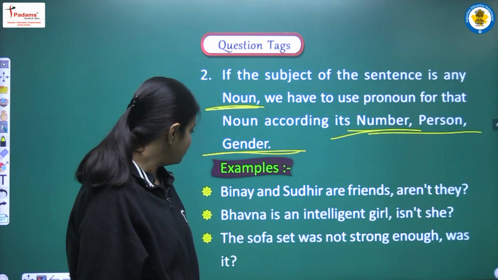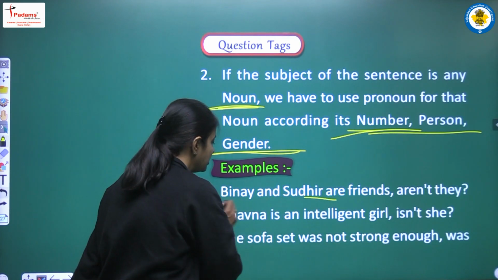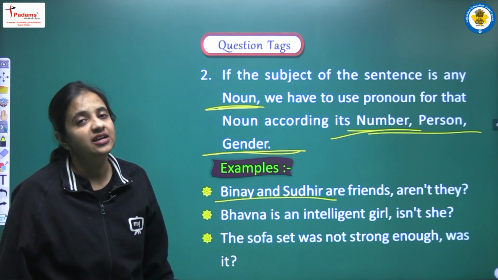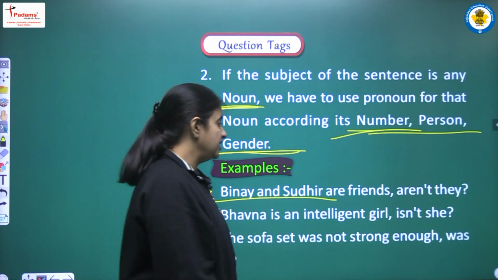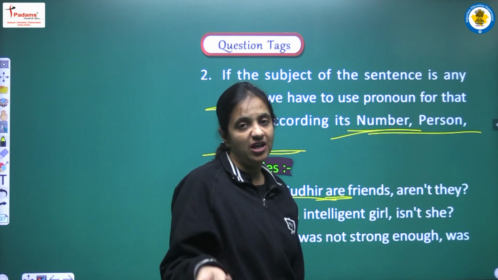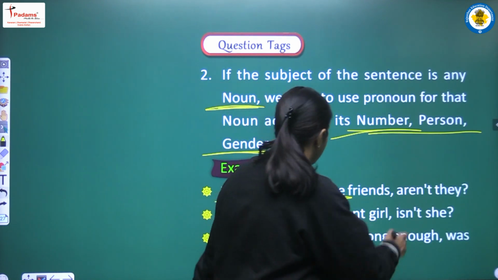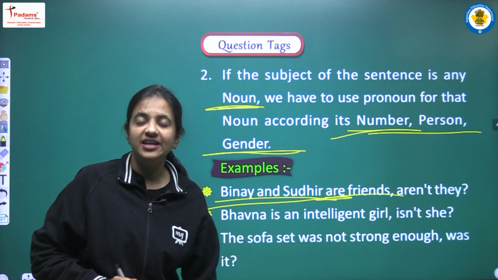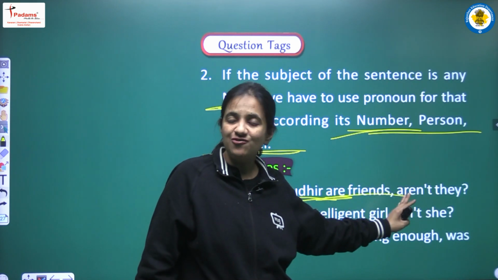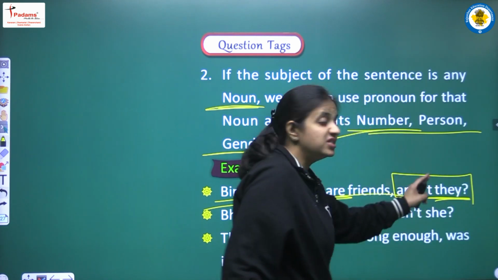Let's see. First example is Binay and Sudhir are friends. In this example our subject is Binay and Sudhir. Now we have to add a question tag. We have are here, so the auxiliary that we have in the sentence, we have to use the same auxiliary in the question tag. So we use the same one, that is are. And this is a positive sentence, so obviously the question tag will be negative. So we write are plus not in short form, that is aren't. After that, we have to use a pronoun. So we use they here.